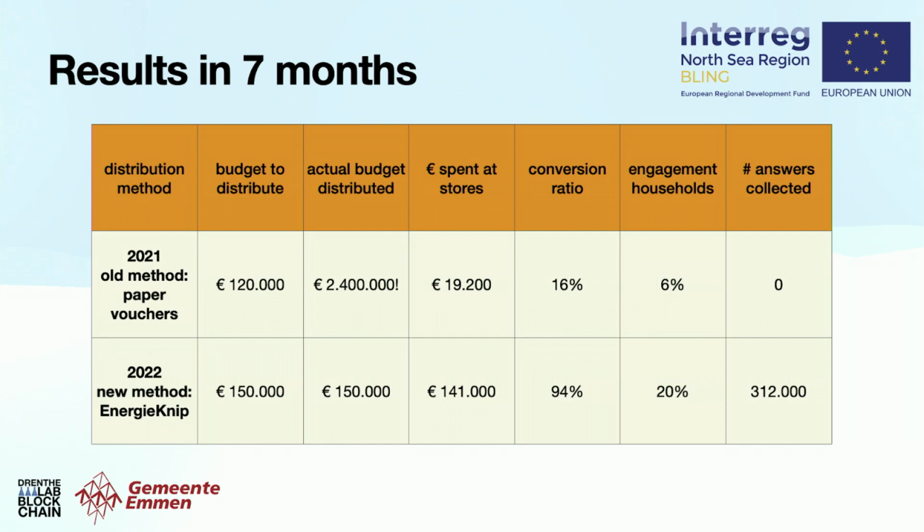Okay, now we return to the numbers that I showed you before. You see on the second line the numbers that I showed to you. And when we compare them to the numbers that we had, we see some improvements. Our budget was slightly higher than in the previous year, but the budget distributed was also exactly the budget that was available. We didn't have to print additional money that wasn't used as in the previous one. We saw that the amount of money spent at the hardware stores is considerably higher. That's cool. So people did not only collect the points, they also spent them at the hardware stores. So we have a conversion ratio here of 94%, and the engagement also increased. It was up to 20%.